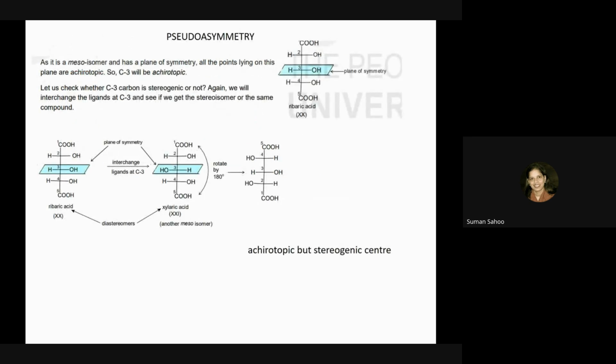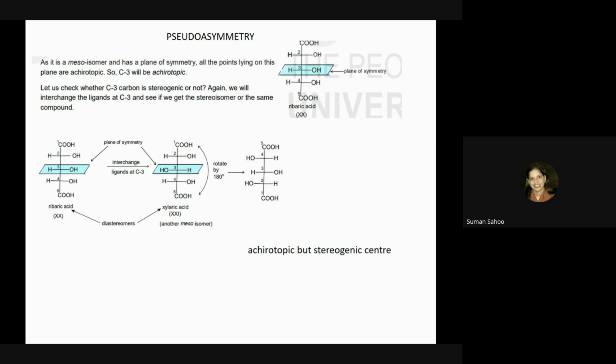And another, just check this, like your mesotartaric acid. In mesotartaric acid, we do not have this carbon number 3, but here we have carbon number, and the plane of symmetry is right through your carbon number 3. So the upper half is exactly the mirror image of your lower half. So this is a meso compound.